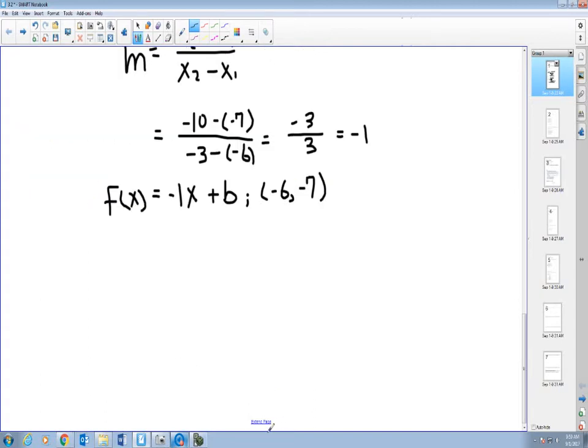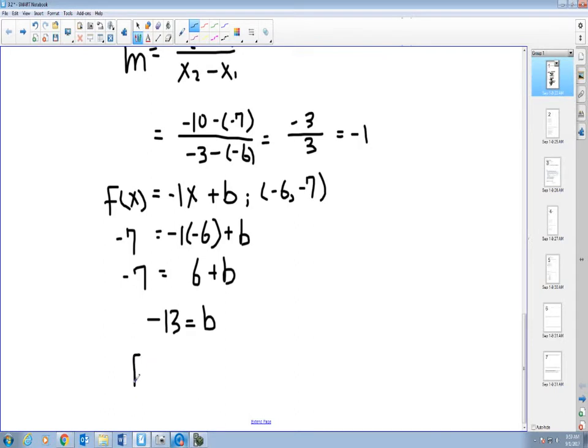Alright, so substitute x for negative 6. Output has to be the y value, negative 7. So that will be negative 7 equals negative 1 times negative 6 plus b. Alright, so solve for b. This is going to be negative 7 equal to positive 6 plus b. So if I move my positive 6 over, the y value of the y-intercept will be negative 13. Positive 6 moves over, becomes negative.